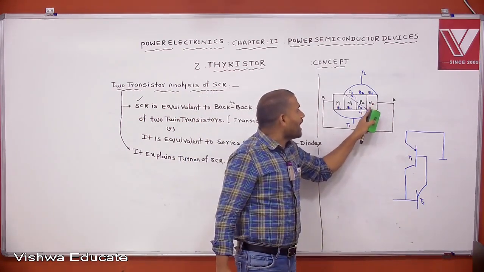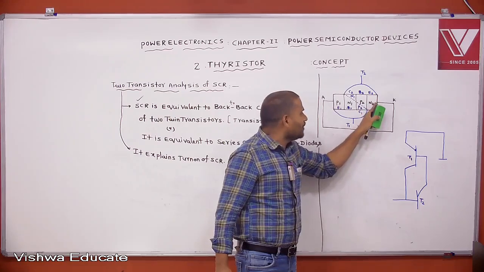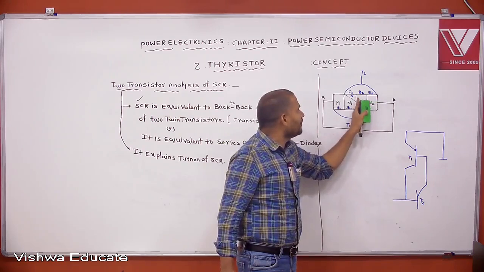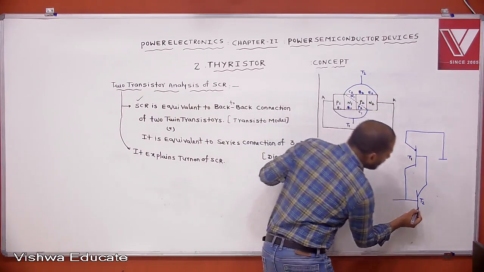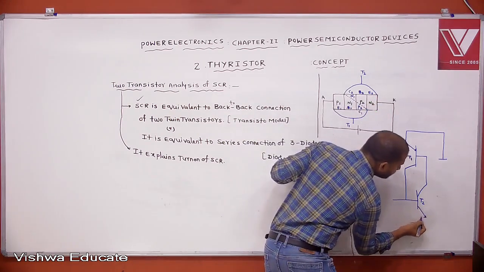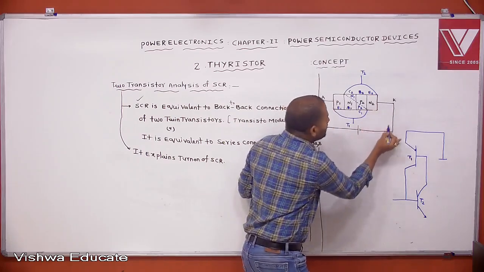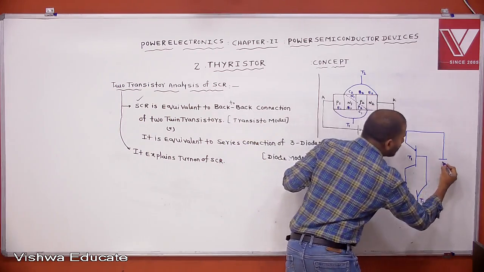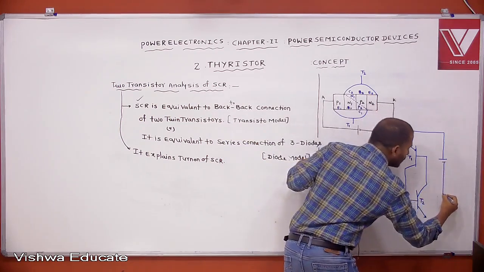Next, this is the emitter of T1 transistor, and this is the emitter of T2 transistor now. Then the emitter of T2 transistor is connected to which plate? Negative plate. That is, the emitter of T2 transistor is connected to the negative plate.